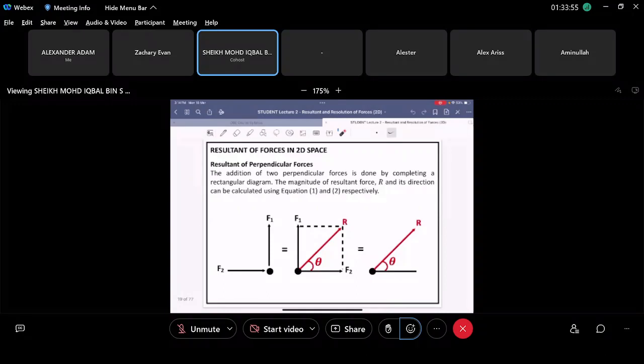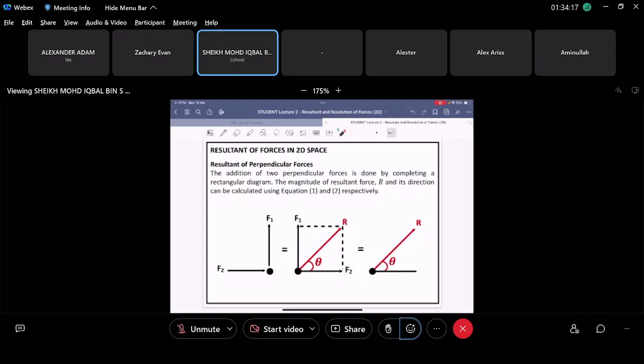Okay, so this is the calculation part. The easy thing first: how to calculate the resultant of perpendicular forces. So what does it mean? Perpendicular means that it is 90 degrees. You have your force 1 here, force 2 here, and it's 90 degrees between them.